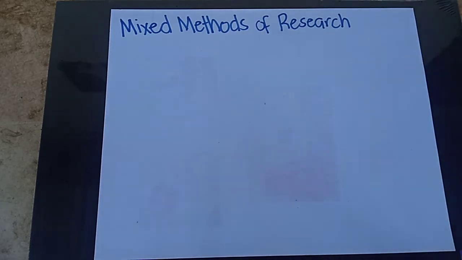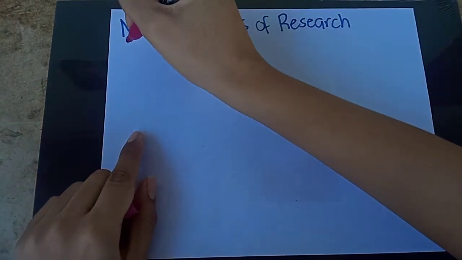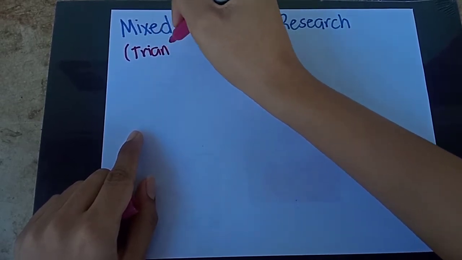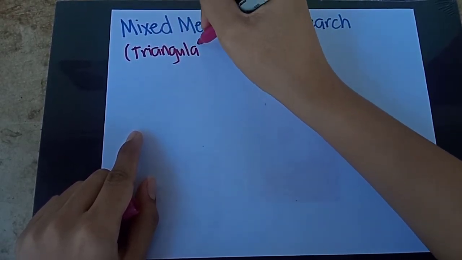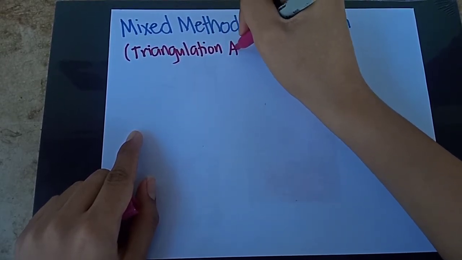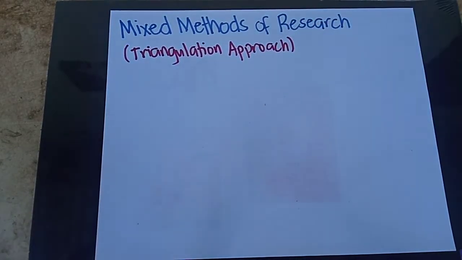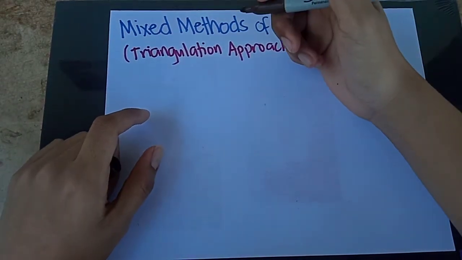Now that we are through with the 8 classifications of research and their subcategories, we can now proceed to the mixed methods of research. Mixed methods of research is also known as the triangulation approach. Okay? So the mixed methods of research is mainly the combination of qualitative and quantitative research.